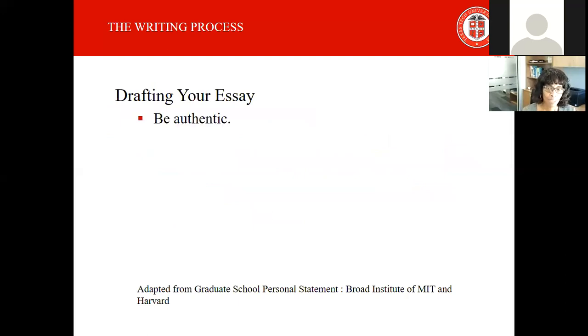So we have been talking about the pre-writing stage. Okay. In the pre-writing stage, you're researching the program in the school and you're analyzing the prompts. Okay. Making sure that you're responding to those prompts in the ways that you need to. So let's talk about the drafting stage. Okay. So drafting your essay, some things that you need to think about.